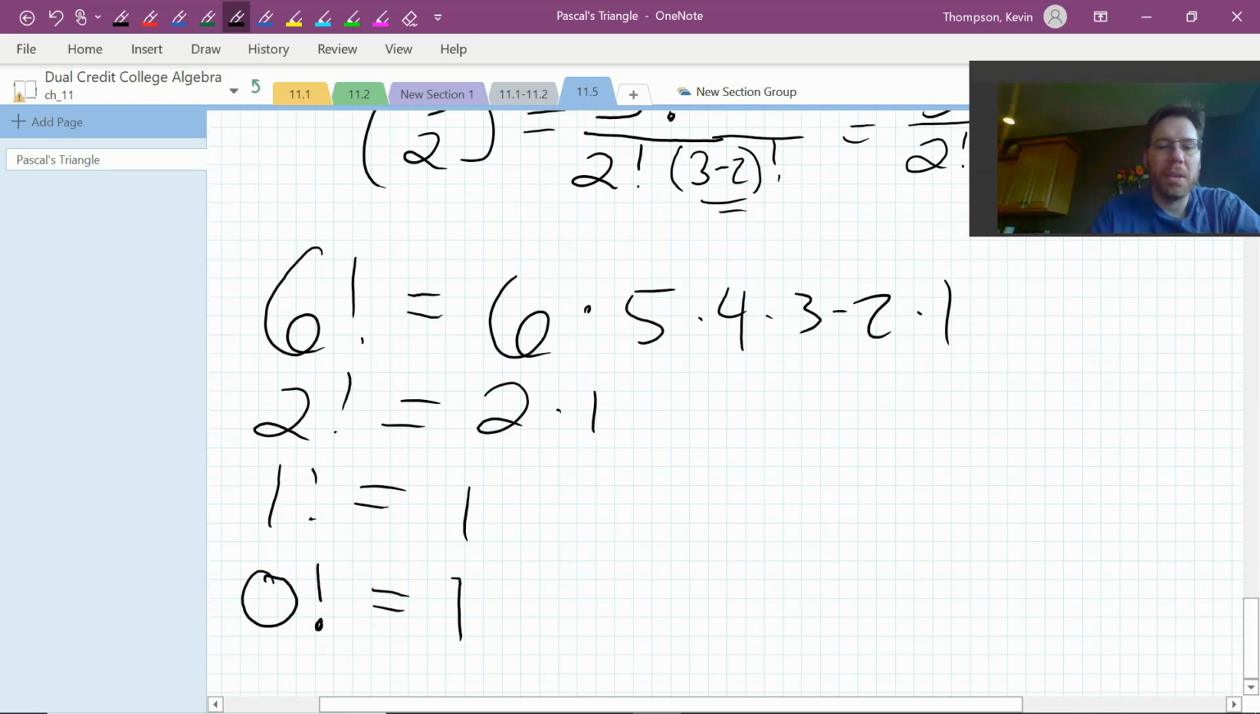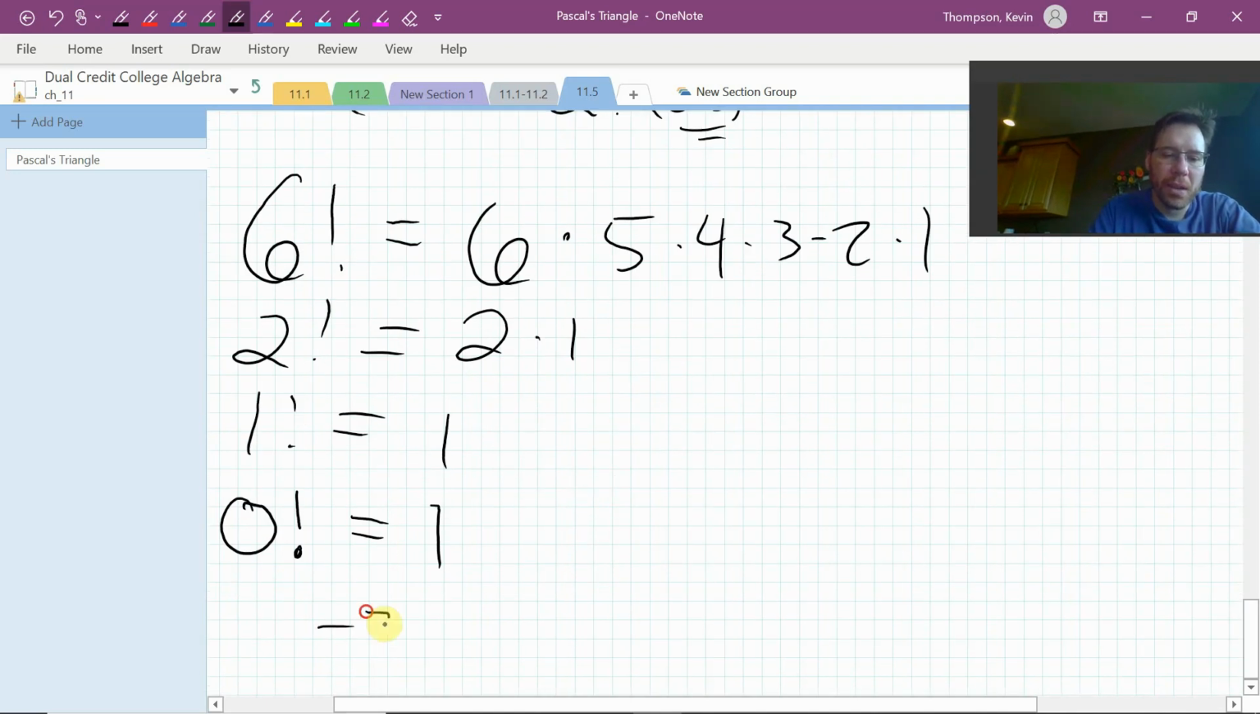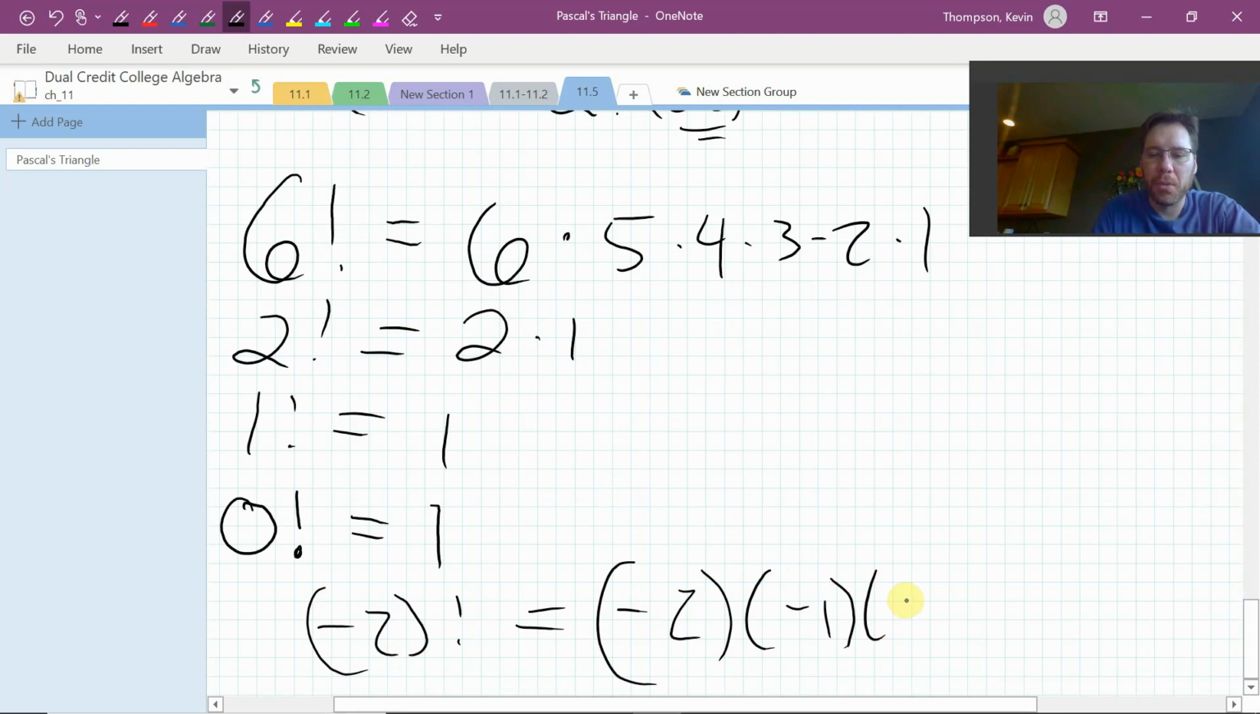You might want that to be 0, but it actually has to be 1. It doesn't make sense, and we'll see why in the choosing here in just a minute. It has to be 1, okay? This doesn't make sense, -2 factorial, because that would say -2 times -1 times -2 times -3 times -4 times, and you're supposed to stop at 1, but you never get there.